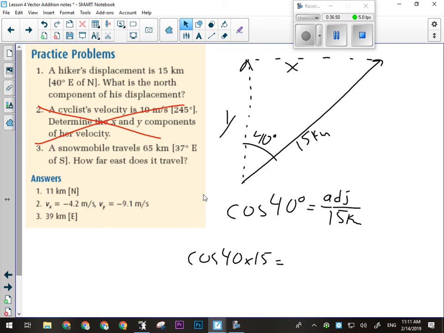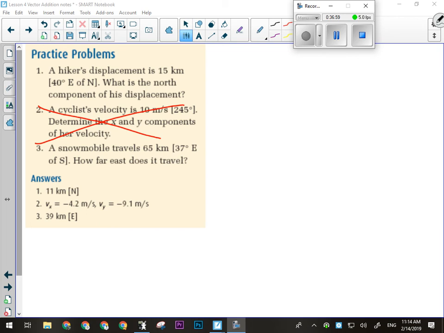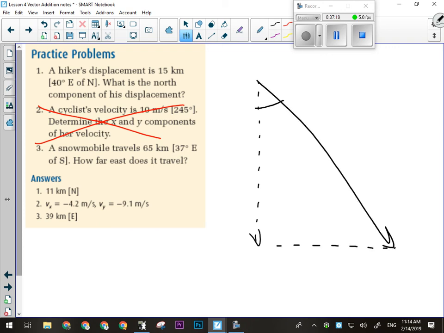All right, number 3, same deal. Give number 3 a try. Draw the triangle, find what component it's asking you to find. Again, the tricky part is drawing the triangle. A snowmobile travels 65 kilometers at 37 degrees east of south. What's my reference direction? South. So I draw my reference line south, and then I go 37 degrees east of that. Something like that. This will be my x, this will be my y. This is 37 degrees east of south, and this is 65 kilometers. They want to know how far east I'm going to go.